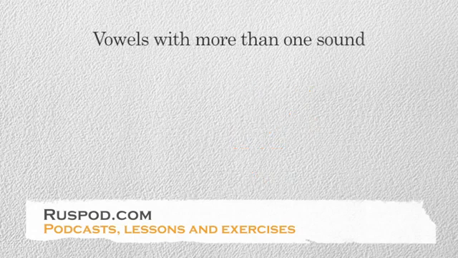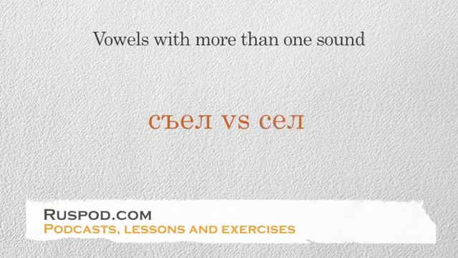Compare these 2 words. Съел and сел. Съел has a hard sign inside. So here, ye stands for 2 sounds. Y, e, and the consonant before it is hard. It's s, съел. Сел, however, has a soft consonant, s, and ye here stands only for 1 sound, e. Сел, e. Do you hear it? Just 1 sound, e. Just like in this example with the word сел, these vowels that sometimes stand for 2 sounds can also stand for just 1.